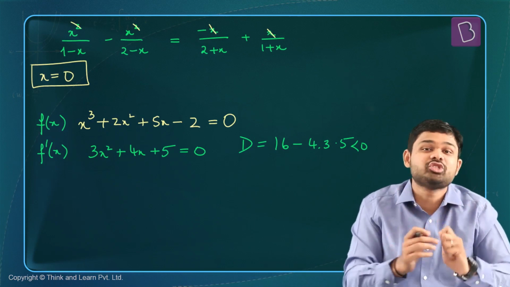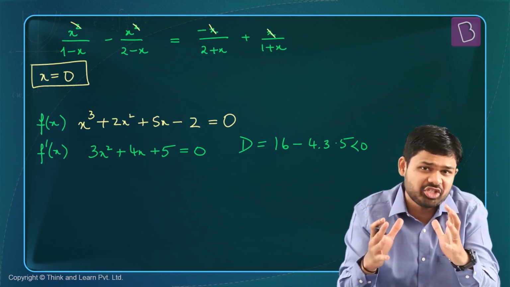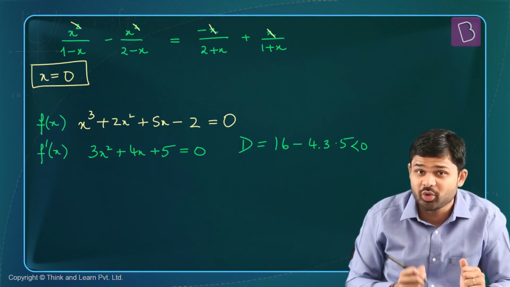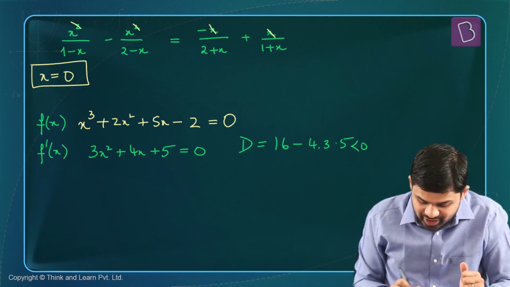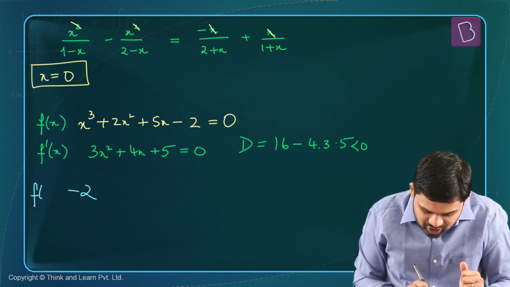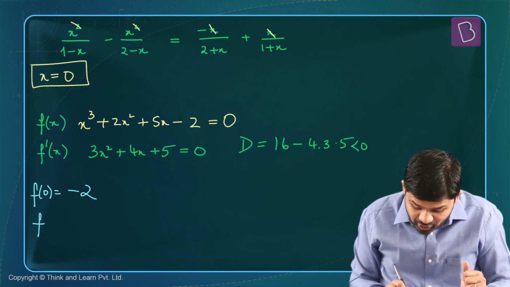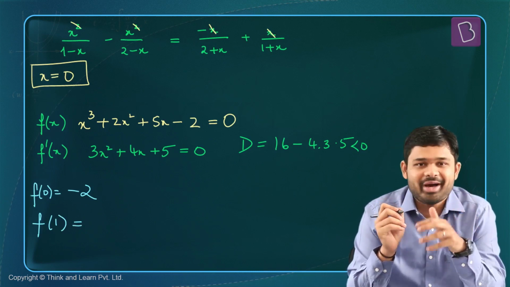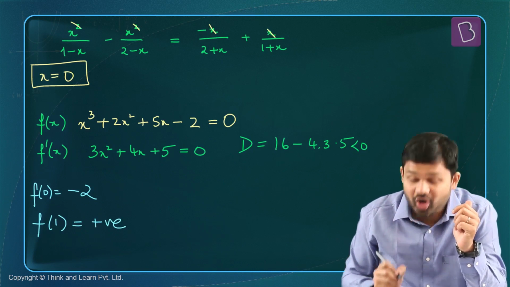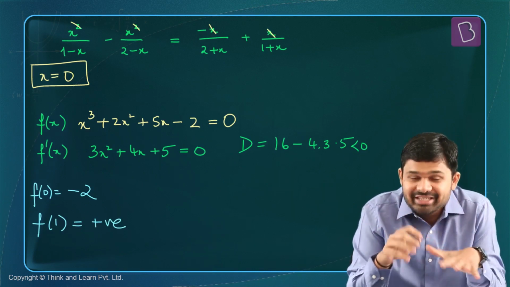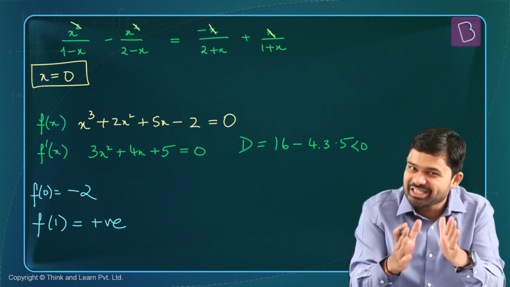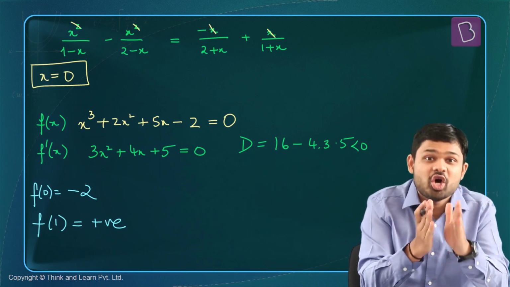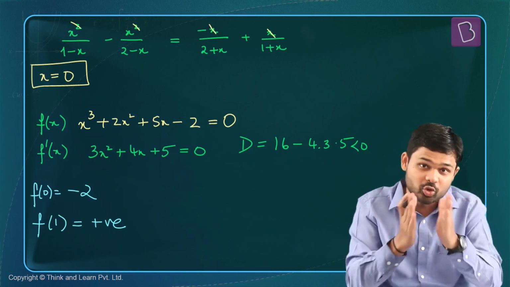We need to find out where this root exactly lies, because we are interested in finding the root in negative half comma half. So what happens if you put the value of x equal to 0 in f of x? Well, you're going to get a value minus 2. So f of 0 will be equal to minus 2. F of 1 is going to be 1 plus 2 plus 5 minus 2, which is going to be some positive number. So f of 0 is negative, f of 1 is positive. This means a root exists between 0 and 1. So this is actually another trick to basically narrow down your interval to find out where exactly that root lies.